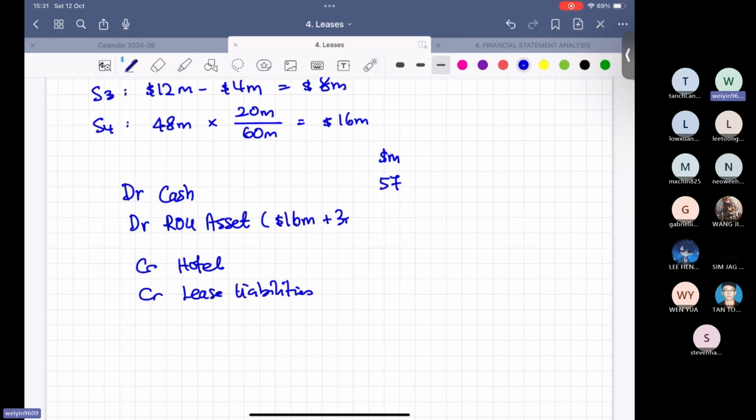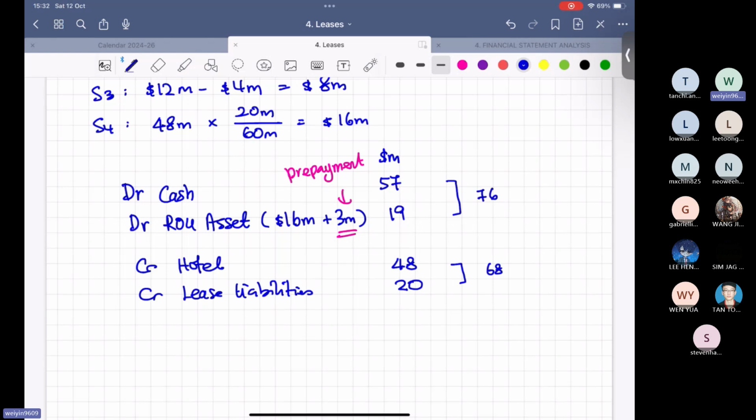But I need to add 3 million from my prepayment, which is understated, under market value. So 19. My hotel, I dispose at 48. My lease liability, I got 20. And you see, my account cannot balance. From here to here, I got 76. From here to here, I only got 68. So I got a difference of 8.